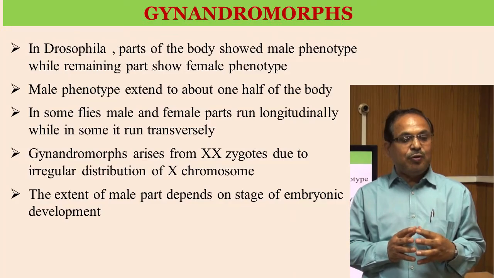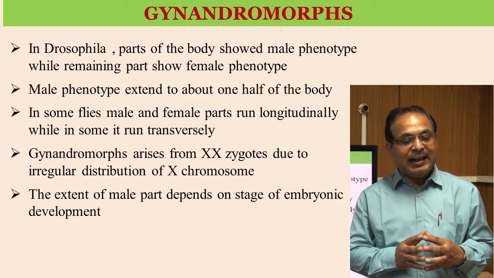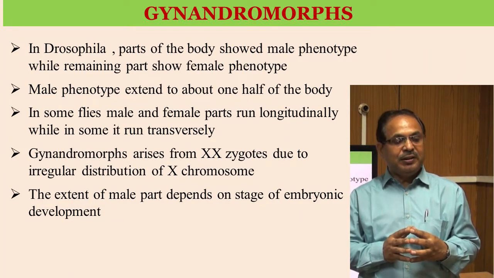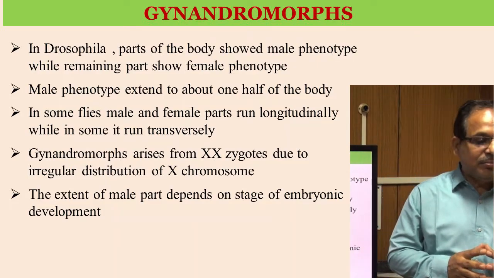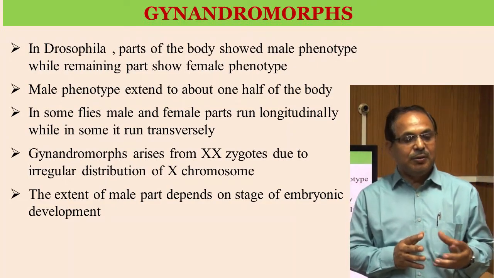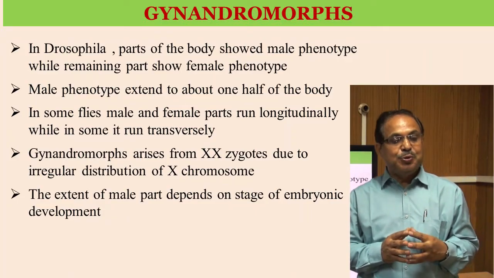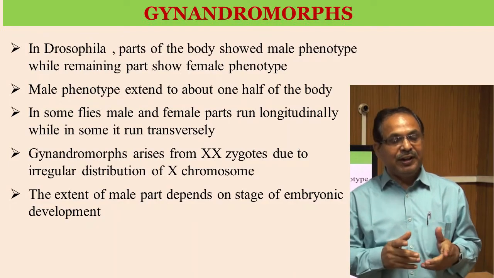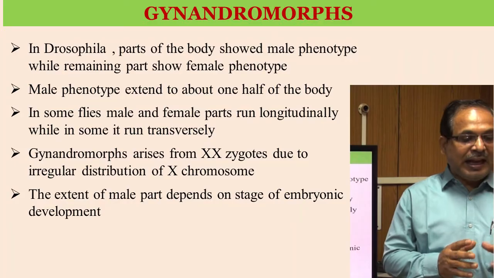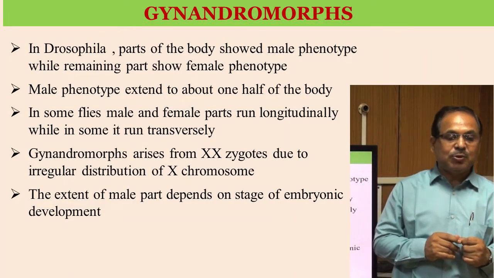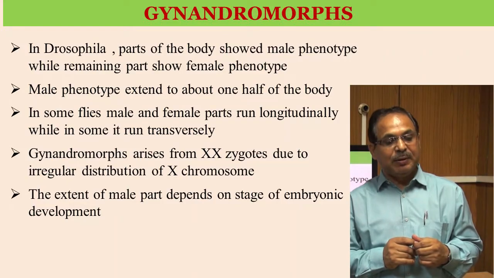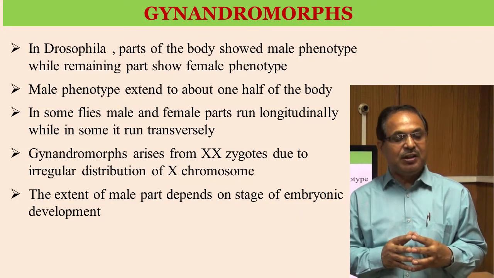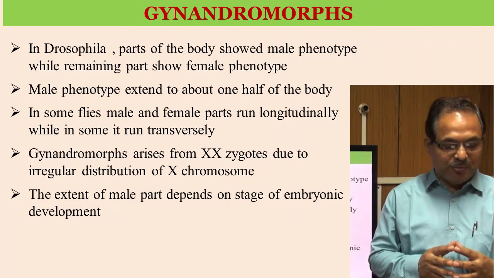So a gynandromorph arises from X zygotes having XX chromosomes. This type of individual is developed due to the irregular distribution of the X chromosome during different phases of cell division. The extent of male parts depends on the stage of embryonic development at which this irregularity of the X chromosome takes place.